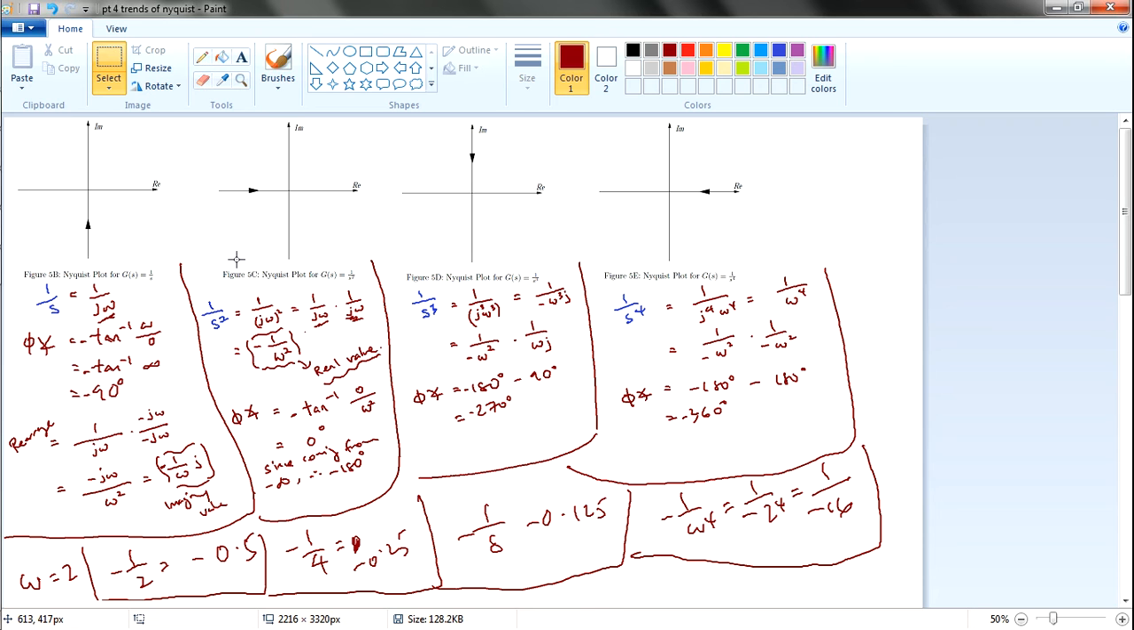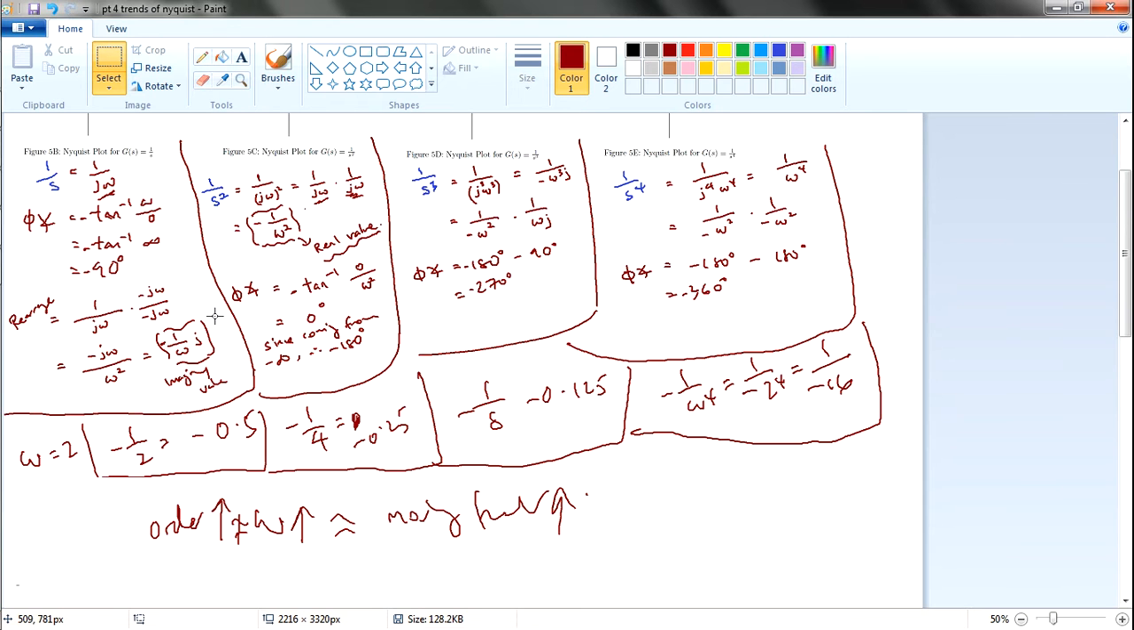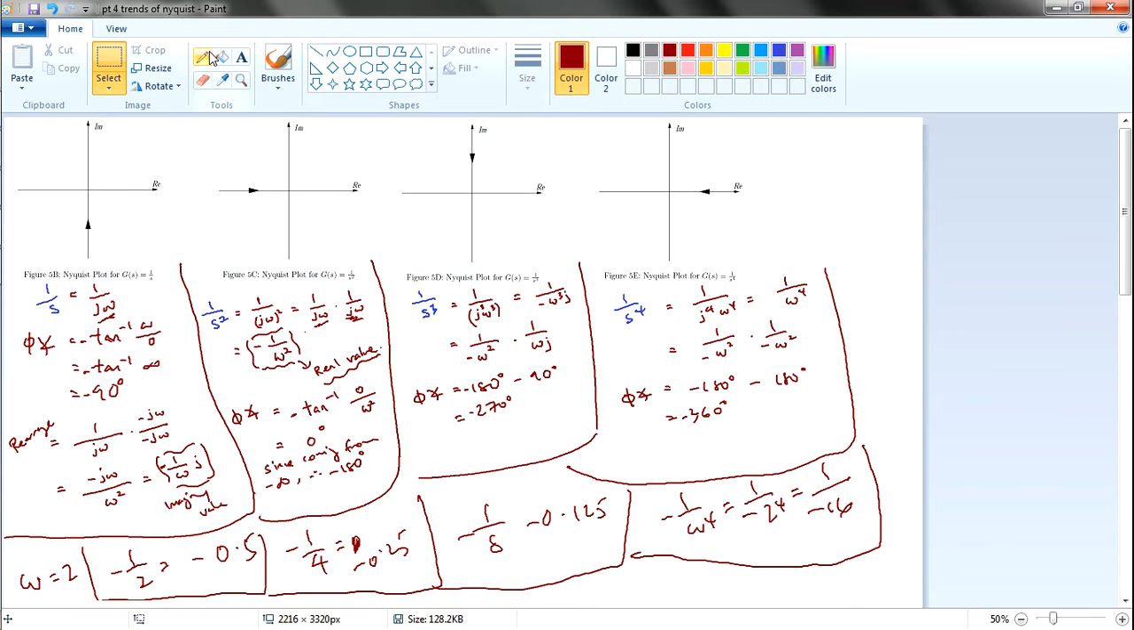Actually, we talk about integrators. We talk about two important things. The first thing is that if it's first order, you are going in this direction, minus 90 degrees, because it's a pole.